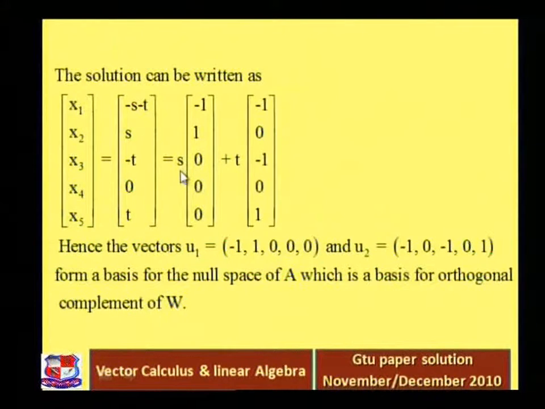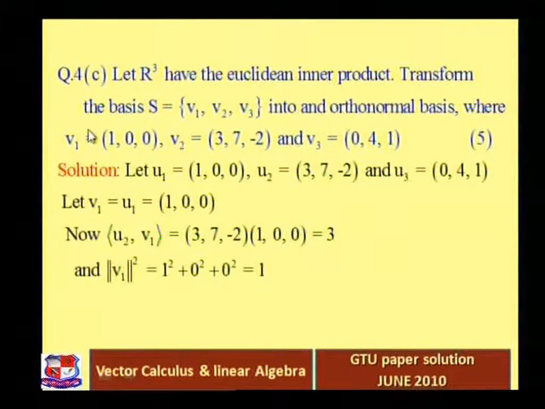So the coefficient of s in all these 5 entries gives the vector minus 1, 1, 0, 0, 0, plus t times the coefficient of t. In all these solutions you will get minus 1, 0, minus 1, 0, 1, right? So these two are basis vectors for the orthogonal complement of W, right? So here is the solution. The question number 4b is complete. The next question, 4c.